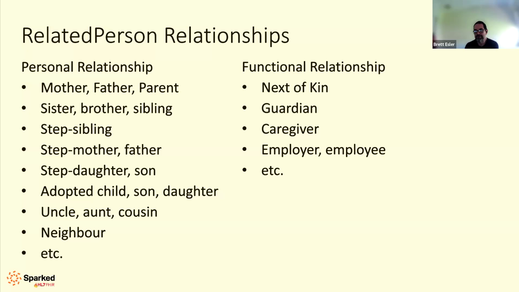There are more functional kinds of relationships, more professional kinds. Next of kin is probably not one of those. Next of kin is maybe family, but may not be family, so that's a functional relationship in terms of keeping a record. There are things like guardians, caregivers, employers, employees, power of attorney, and other kinds of known relationships that are not necessarily familial or social. That's a whole other set of ideas that live in that value set.